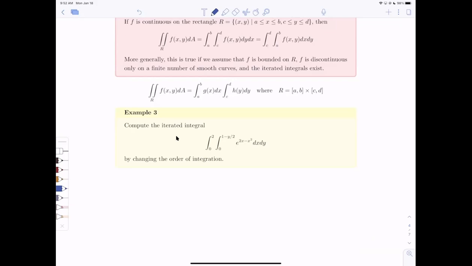Alright, let's take it up then. They ask you to compute it by changing the order of integration. Right now we're integrating with respect to x first. They want you to change it, so you want to integrate with respect to y. To do that, you need to change those limits as well. So let's find out what our x is from. Let me draw the graph.